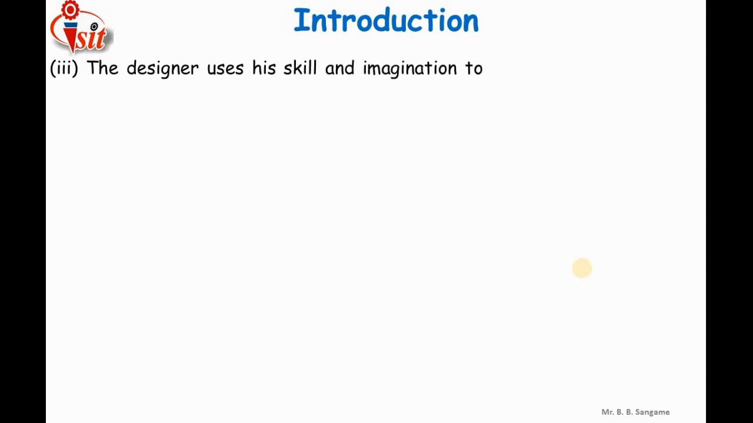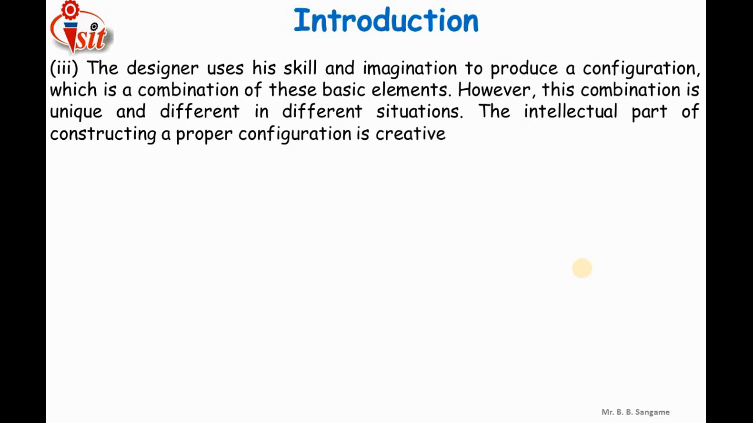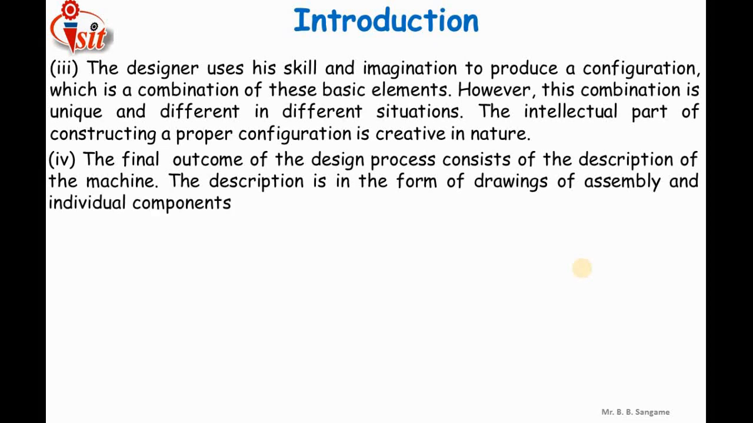The designer uses his skill and imagination to produce a configuration which is a combination of these basic elements. However, this combination is unique and different in different situations. The intellectual part of constructing a proper configuration is creative in nature. The final outcome of the design process will be a description, and a mechanical engineer uses the language of drawing. So the description will be in the form of drawings of the assembly and details, that is, drawings of individual components.